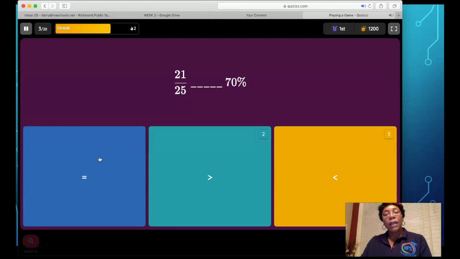Then I can change 84 hundredths very easily to 84 hundredths as a decimal, or I can leave it as a fraction and change 70% to a fraction. 70% to a fraction is what? 70 divided by 100, 70 over 100. I like to say it correctly, 70 hundredths. Well, which one is bigger? 84 hundredths or 70 hundredths? I think it's 84 hundredths. Let's check it.